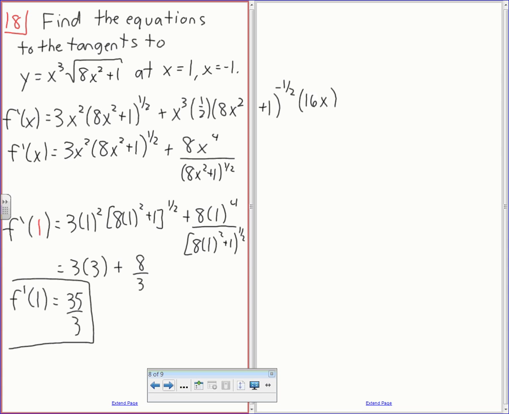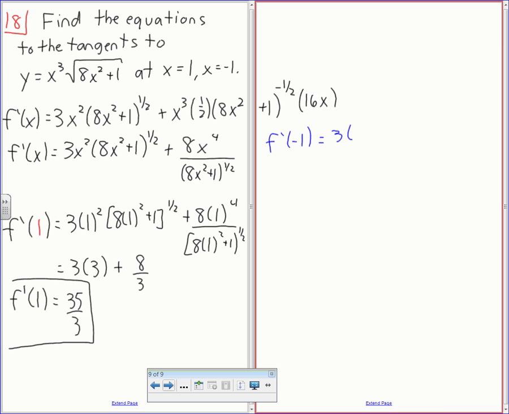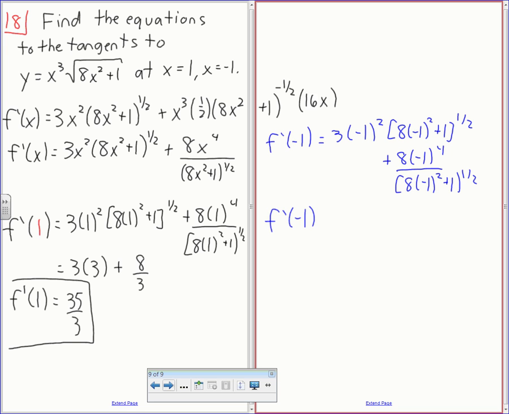Do we want the equations of the tangent? Okay, I'll do the next one here just to speed up the process because I want to actually teach you if I can. f prime of -1 is going to be 3 times (-1) squared times (8 times (-1) squared plus 1) to the 1/2, plus 8 times (-1) to the 4th, all over (8 times (-1) squared plus 1) to the 1/2, which conveniently is also 35 over 3. Now I did that in my head very quickly. The reason is that everything's squared, right? So 1 and -1, again, everything's squared to the 4th. It's all going to balance out.